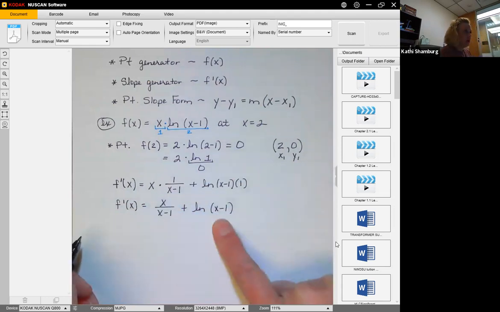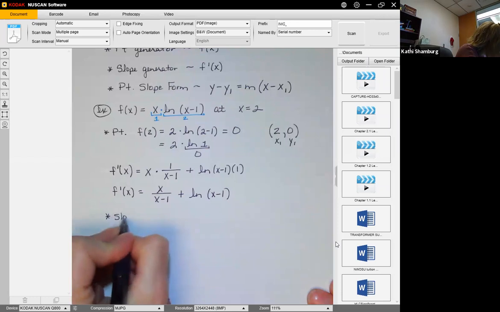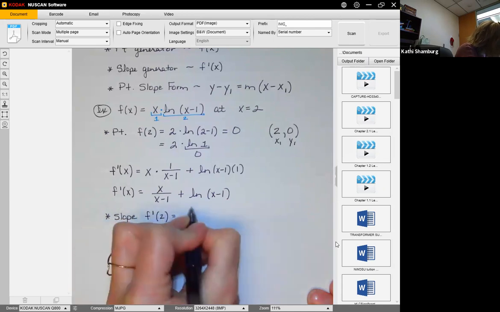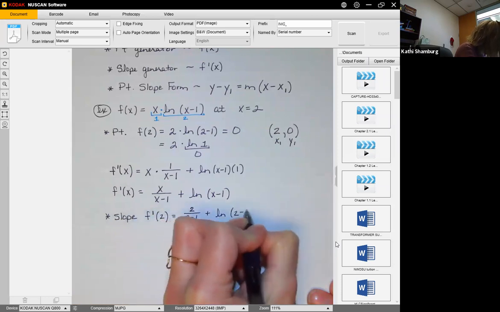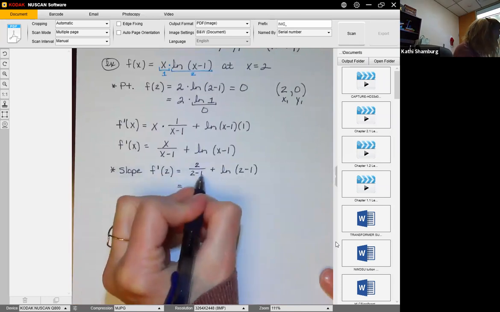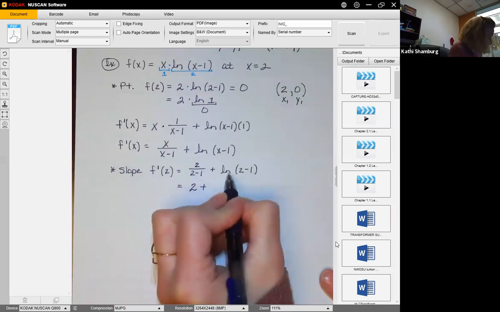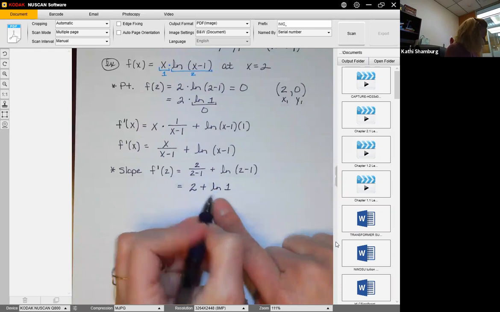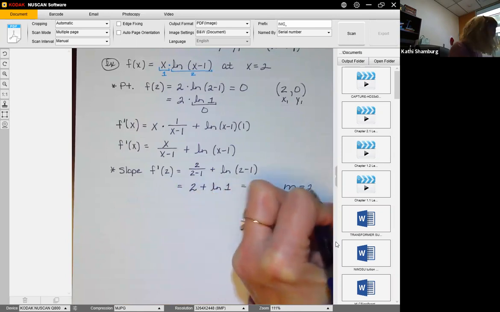All right, so here is how I find my slope. To find the slope, we're going to do the first derivative for the point 2. So we would have 2 over 2 minus 1 plus the natural log of 2 minus 1. Of course, you can put all of that into your calculator and find the slope. I know 2 minus 1 is 1, 2 over 1 is 2, plus the natural log of 1, which we just talked about, y'all. This is 0. So 2 plus 0 is 2. So this gives me that my slope is 2.